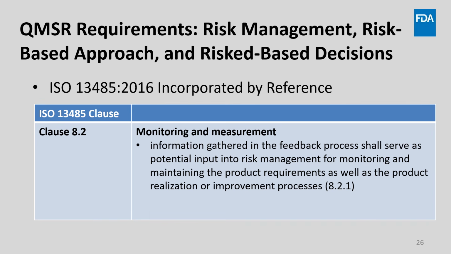Under Clause 8.2, monitoring and measurement, information gathered throughout feedback processes must serve as potential input into risk management for monitoring and maintaining product requirements and product realization or improvement processes. For example, you reviewed several complaints received over a period of time and identified an increase in the frequency of the malfunction of a specified part. The risk management file should be reviewed and updated accordingly, and you should determine if the risk profile changes and if risk control measures are required.